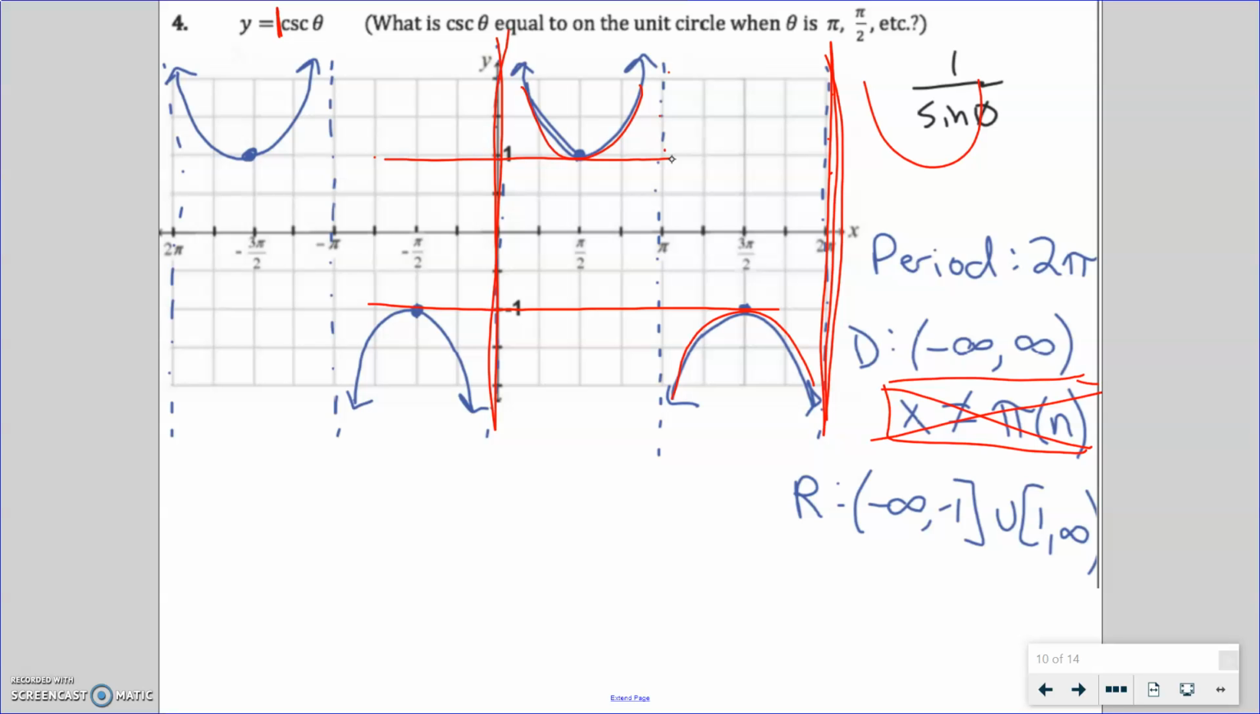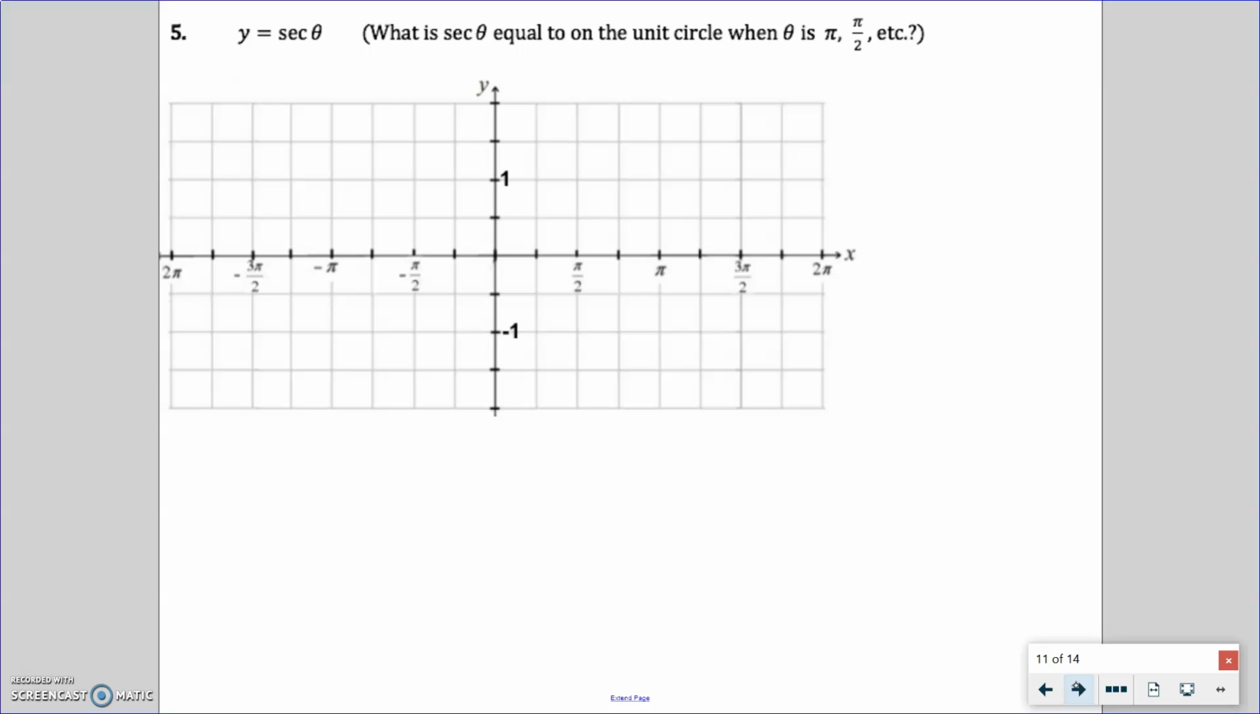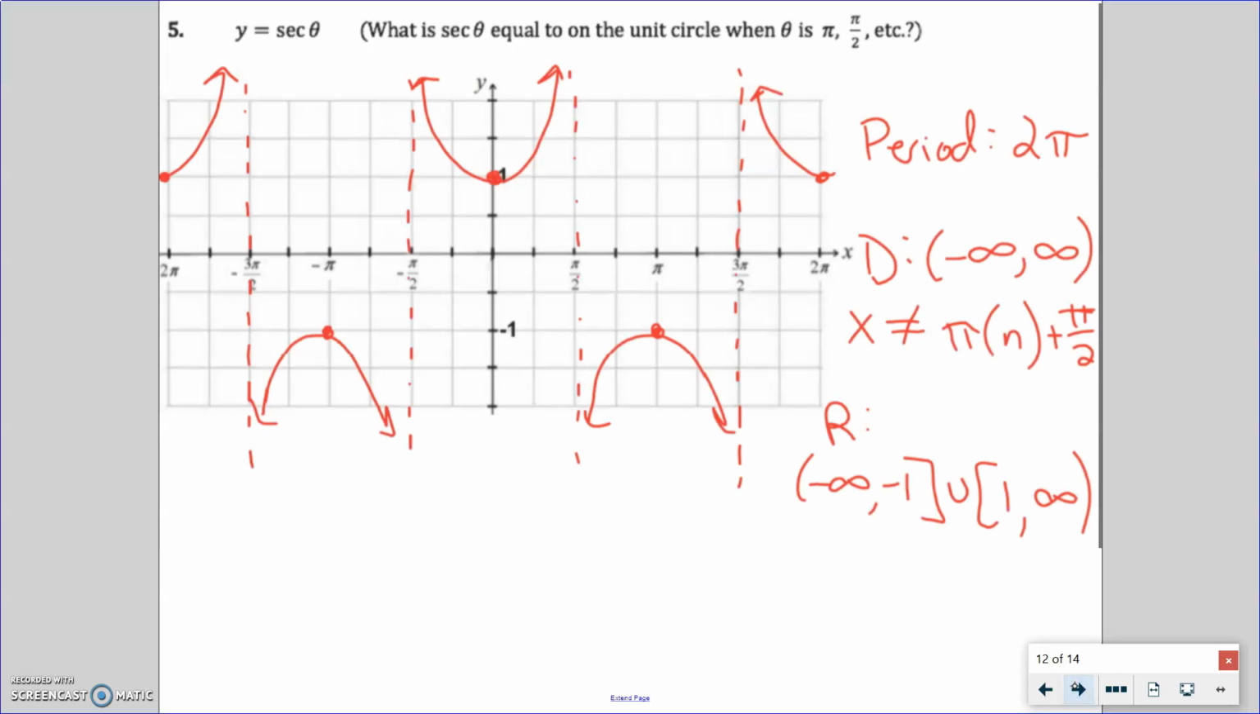All right, let's look at the answer for secant of theta. Basically you find this one very similarly to how I found cosecant. I used the answers that we got from the cosine graph, because secant is the same thing as 1 over cosine of theta, right? And I just used those same numbers to speed up that process. Again, the period is 2 pi, and then we've got the domain and range listed right there.